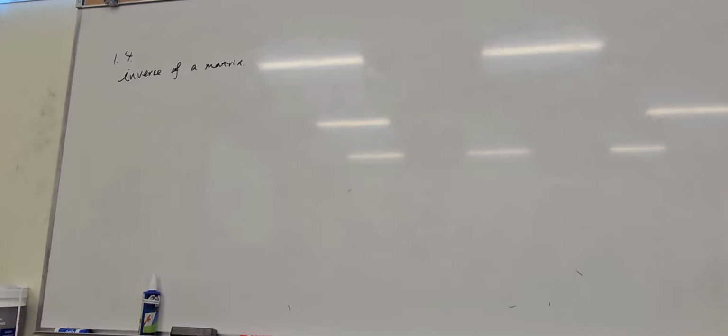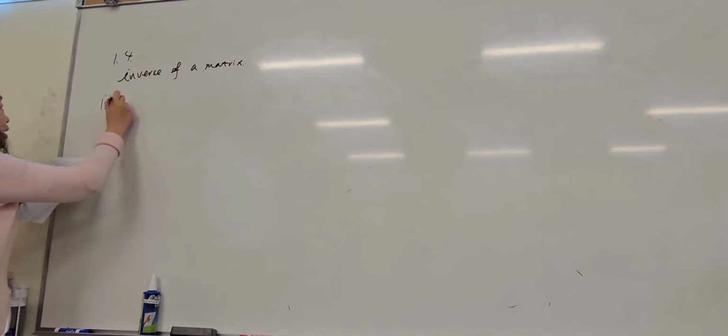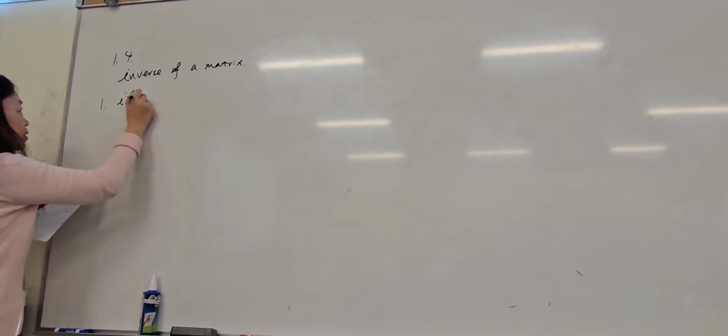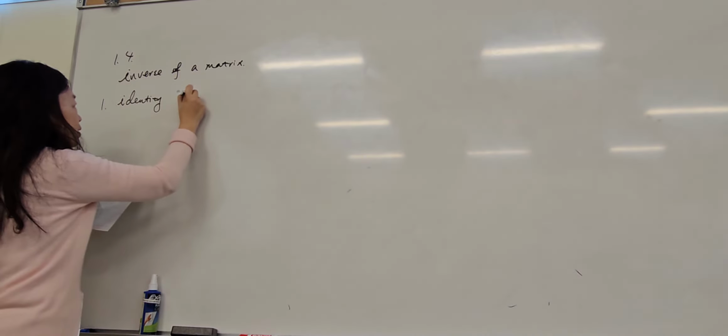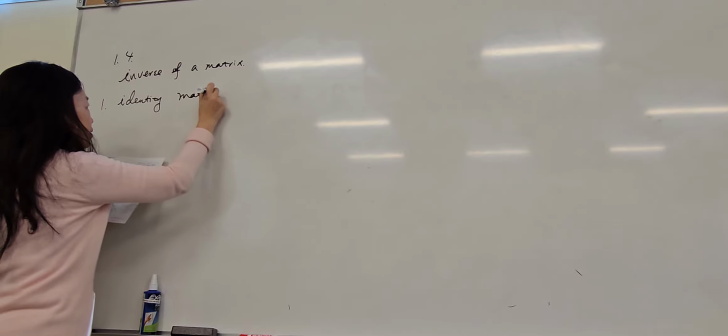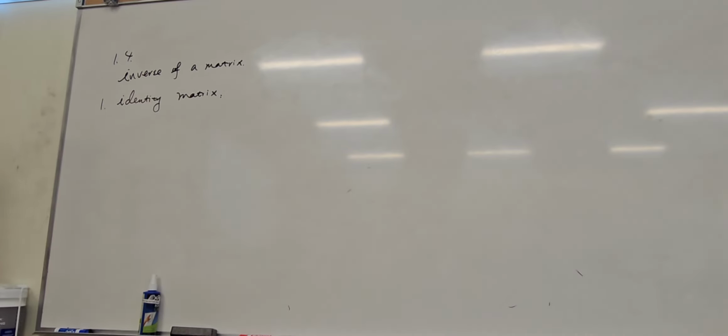And we have a few terminologies first, okay? The first one is called the identity matrix. Identity matrix, okay?